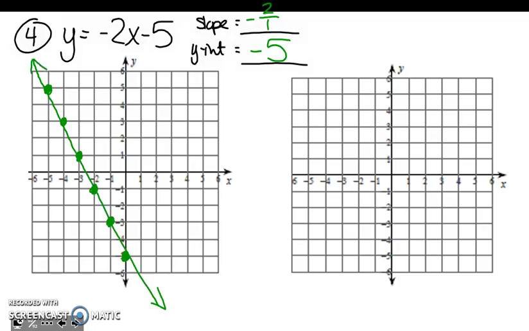And then the last thing you should do is check it. So it was a negative slope. You should end up with a negative line.